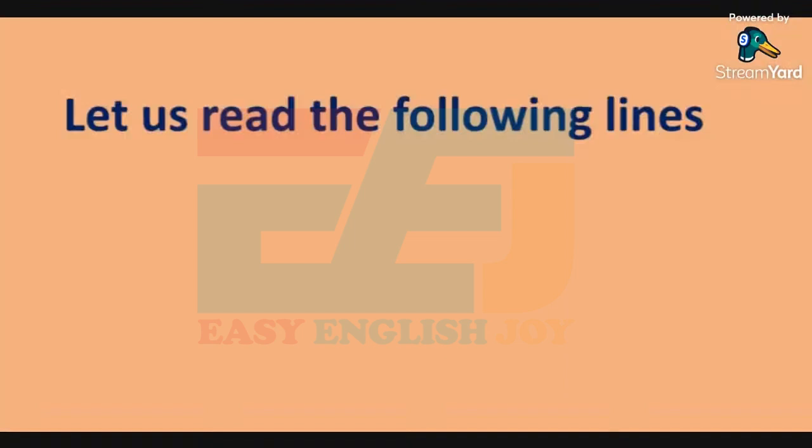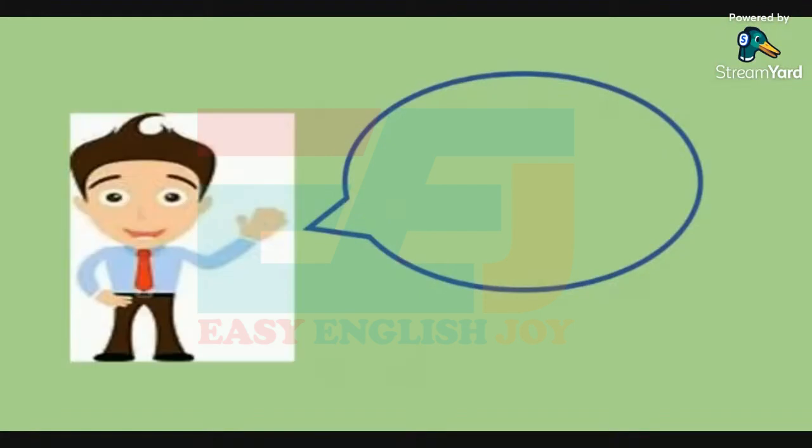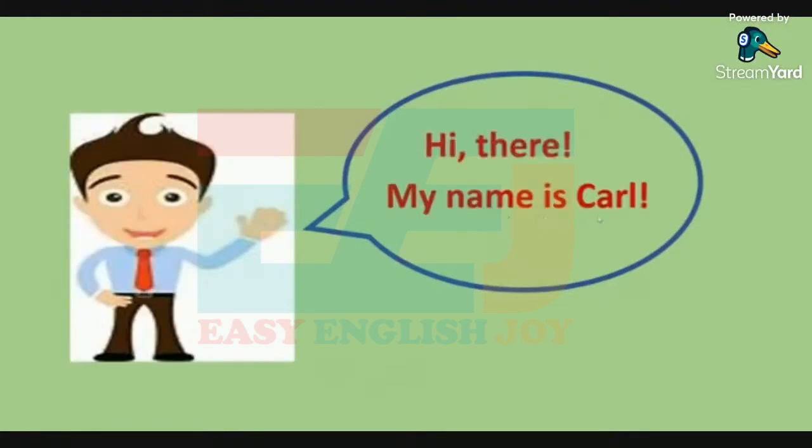Let us read the following lines and determine the be verbs. Determine the be verbs used. Hi there, my name is Carl. So as you can see, Carl is only one. My name is Carl, and it is in the present. So we use is.